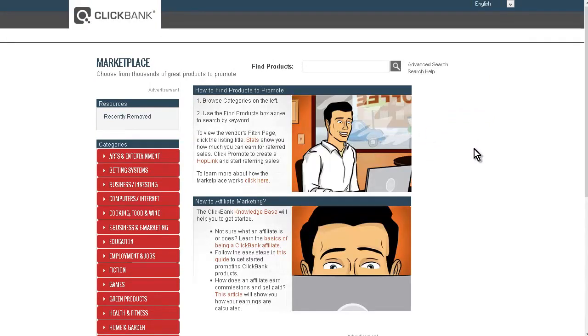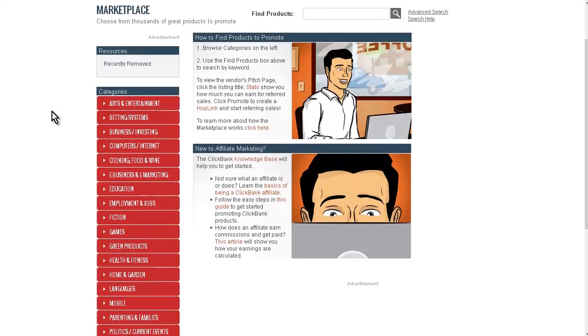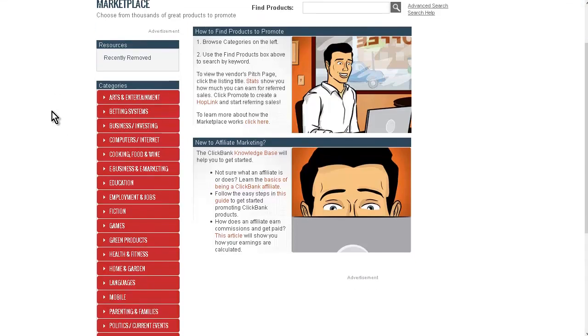A market is a broad definition. For instance, weight loss is a market. Maybe beauty is a market. Health is a market. Okay, so that's what I mean by market. It's an all-encompassing group of niches. So if we were to look at niches inside a market, let's say we're looking at weight loss, we could look at women's weight loss, men's weight loss, stuff like that.